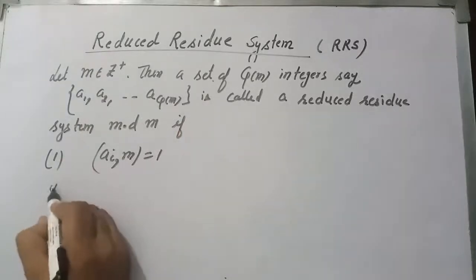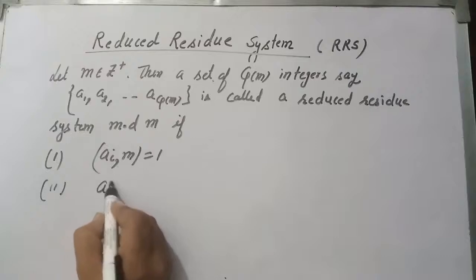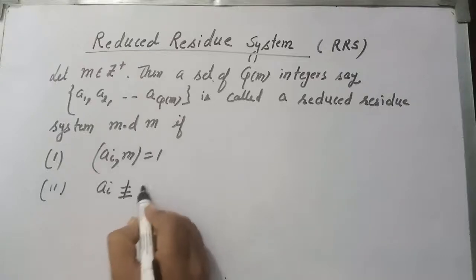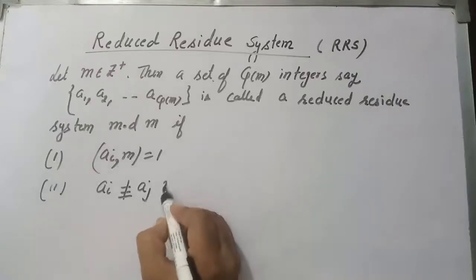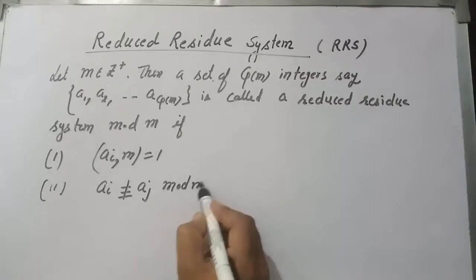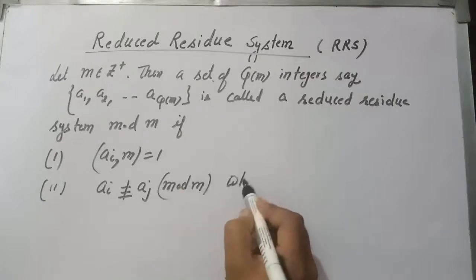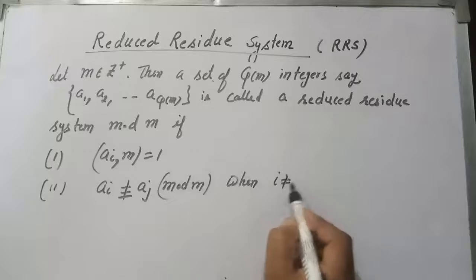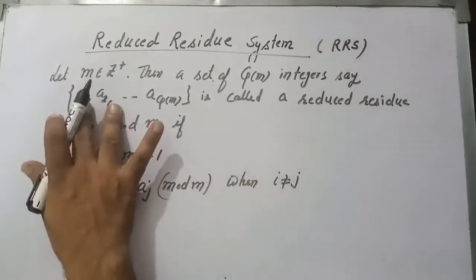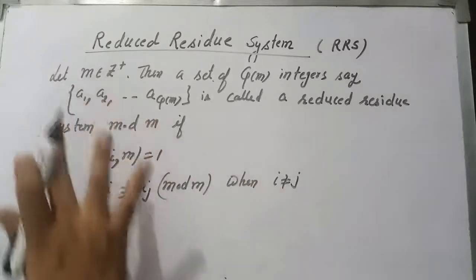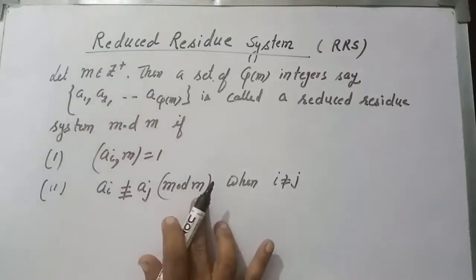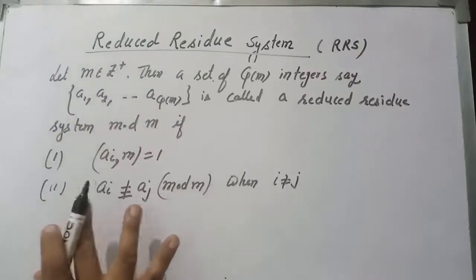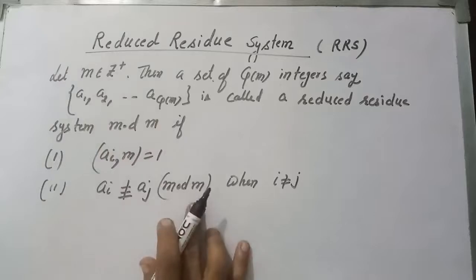Okay, number 2, no two integers are congruent to each other. ai is not congruent to aj modulo m when i is not equal to j. It means if you take any two different integers, then they are not congruent modulo m. It means their difference must not be divisible by m.